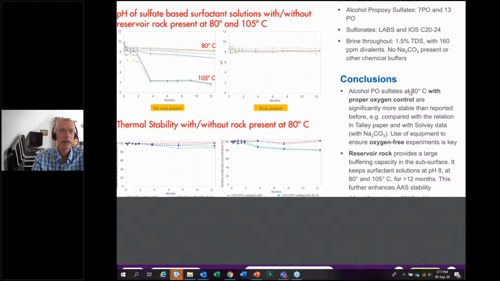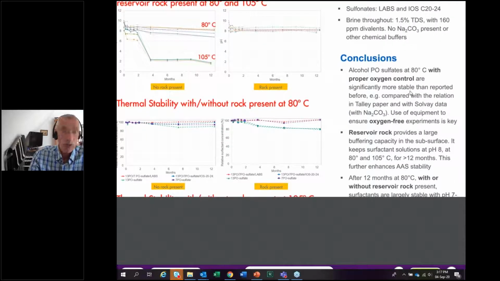Basically, we think these results are very important, and we think it just changed the paradigm. The paradigm being that alcohol epoxy sulfates are not sufficiently stable above 60 degrees Celsius. You can see that we're getting stability at least up to 80 degrees Celsius. And even at 105 degrees Celsius, we're getting stability up to about 8 months, and then it decomposes, it decreases.